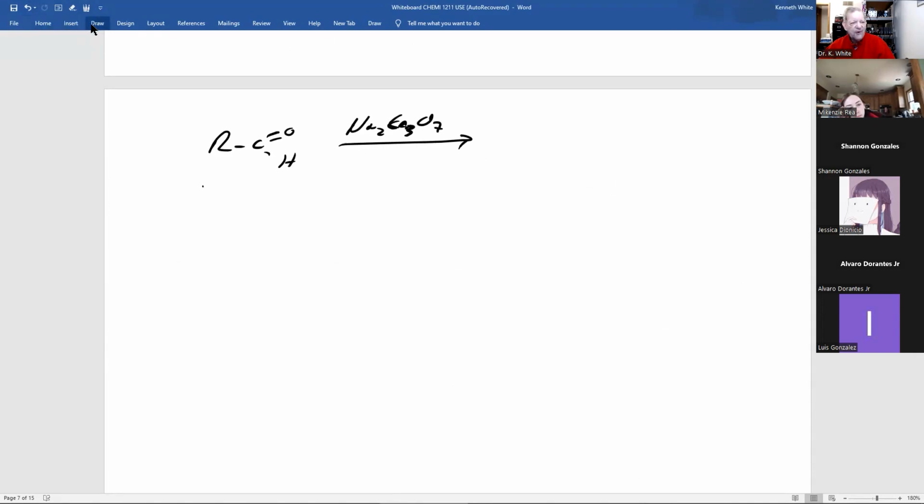I think on this one, we're using potassium dichromate, and it's acidic, that helps it. You'll oxidize this to a carboxylic acid.